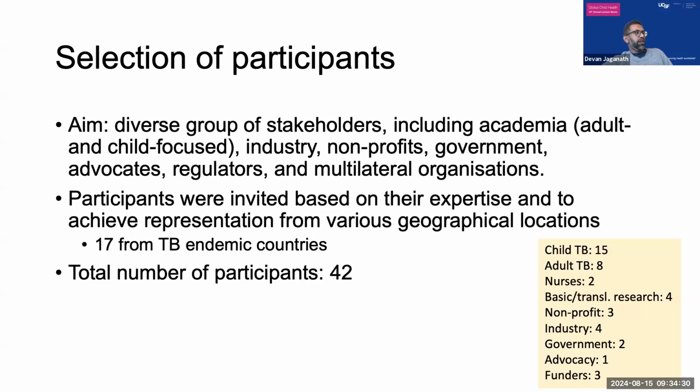And so with the working group, we identified potential participants based on expertise and trying to have some geographic representation and representation from TB endemic settings. And so ultimately we invited a wide array of people, and then in terms of those that agreed, we had a total of 42, still with a majority from the child TB space, but as you can see here, a mixture of other groups.